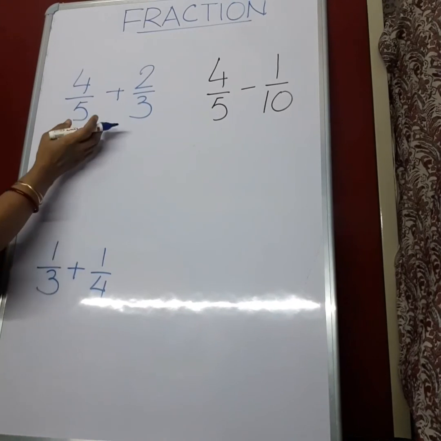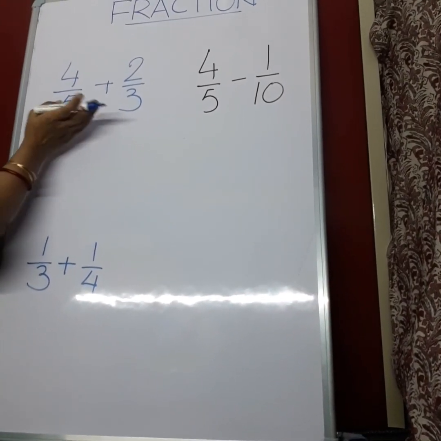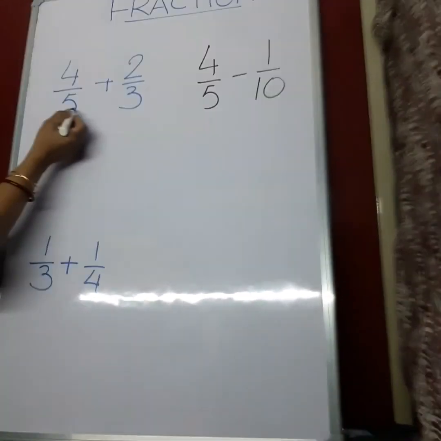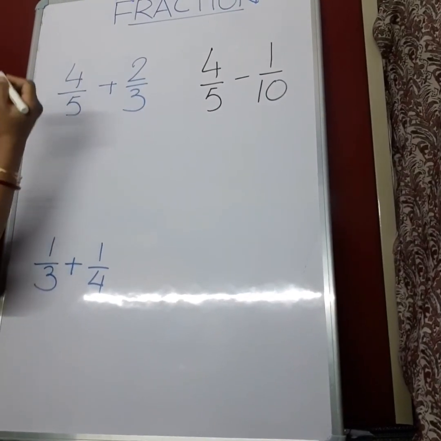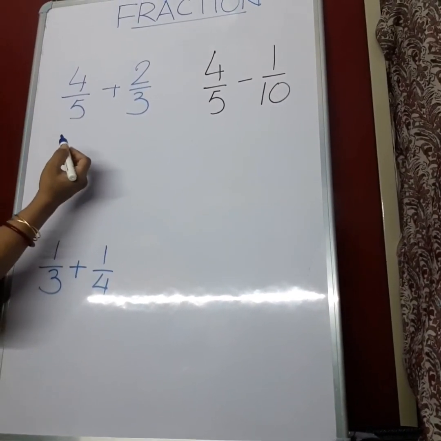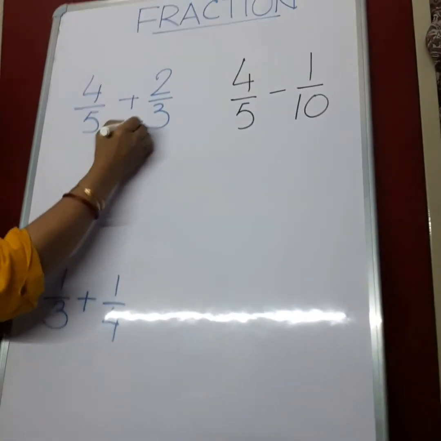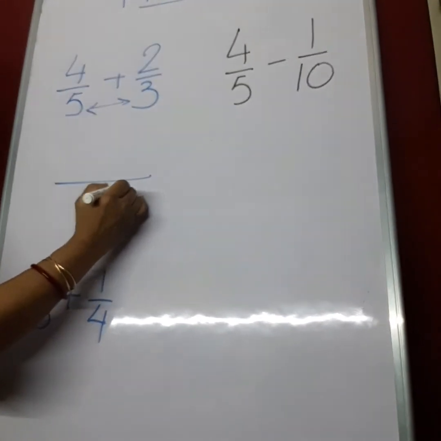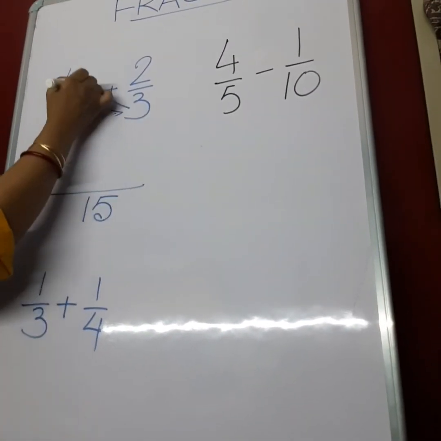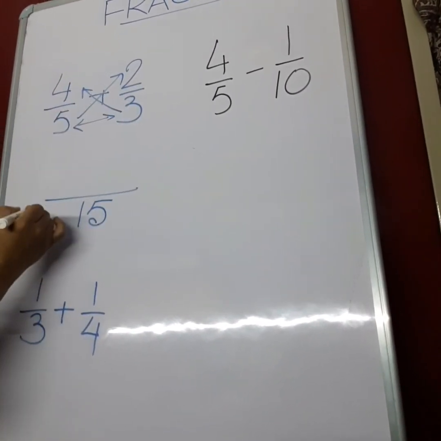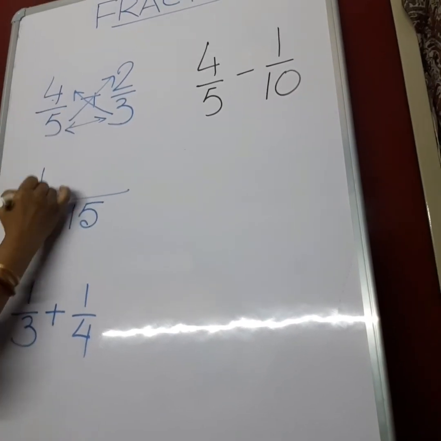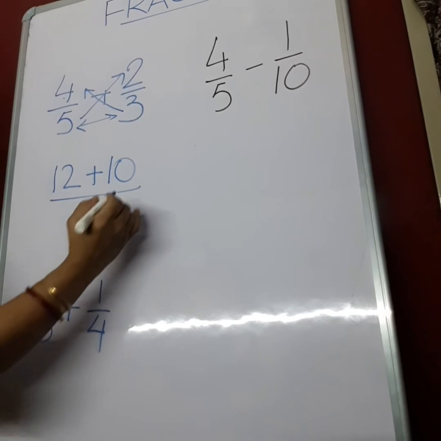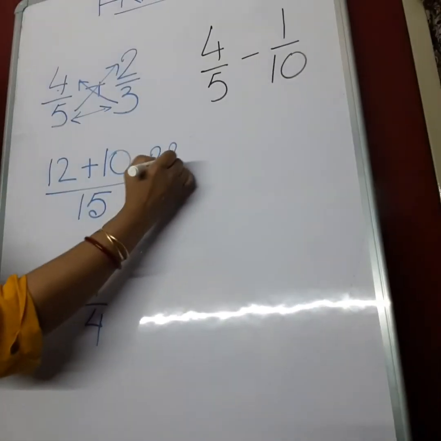Dealing with the unlike fractions, but with certain conditions. See here, the denominators are co-prime numbers. So when they are co-prime, we just have to multiply these two to make the new denominator. And we multiply like this. 3 4s are 12 plus 5 2s are 10. And the answer will be 22 by 15.